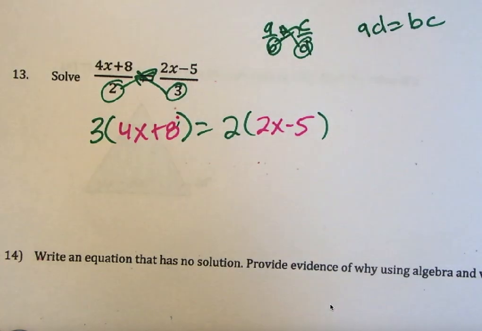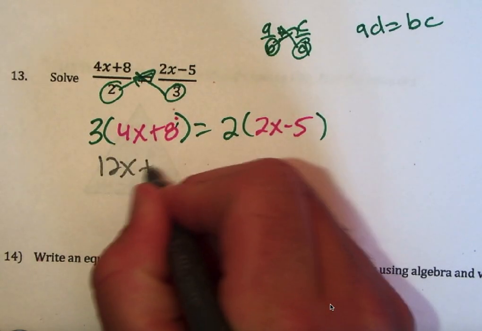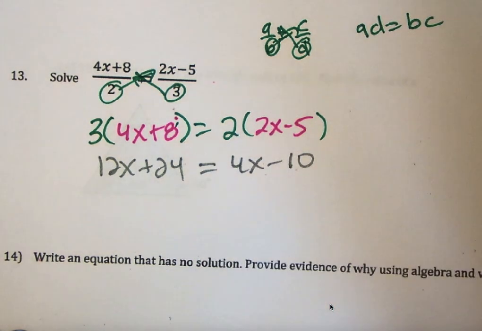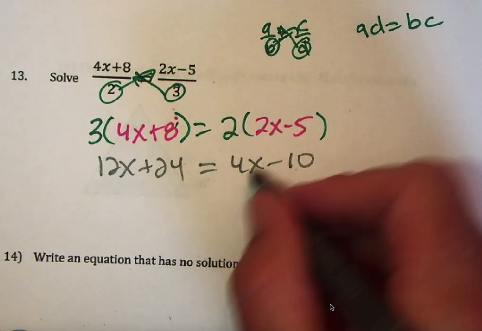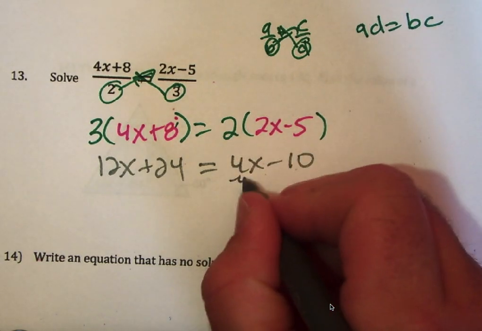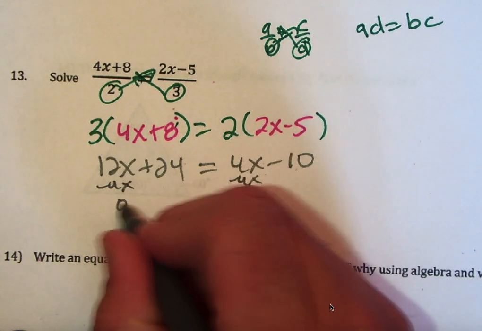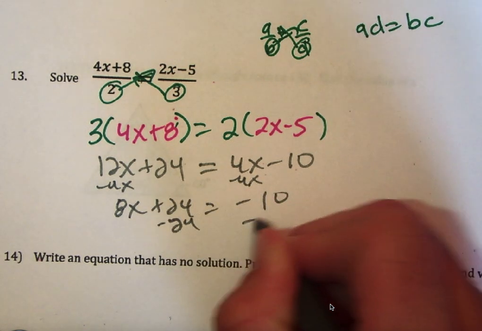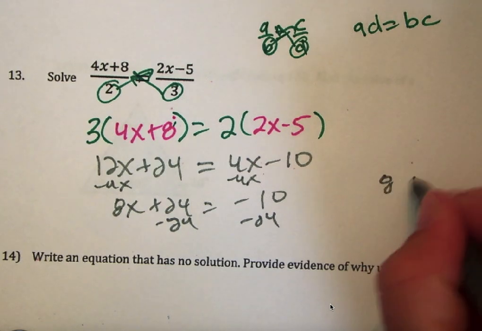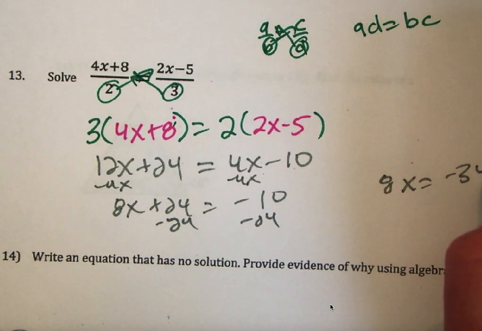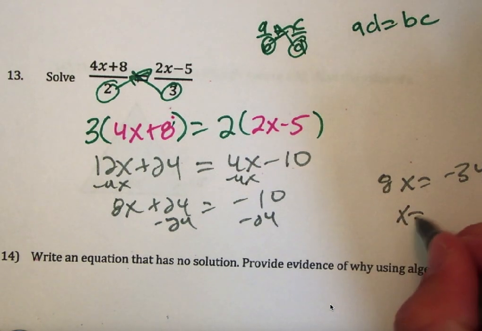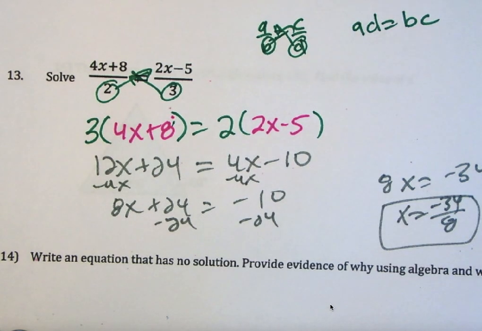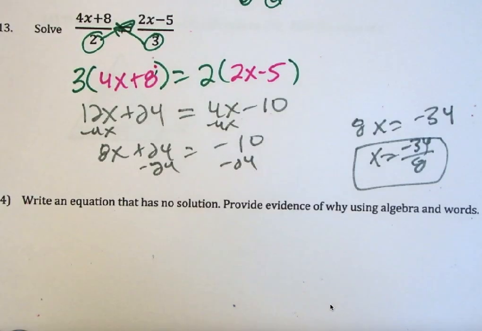Now we just distribute. We get 12x plus 24 equals 4x minus 10. And here, I'm going to do some shortcuts because we should be able to start doing this a little bit faster. But for now, I think we're going to get it. Boom, found it. Negative 34 over 8.